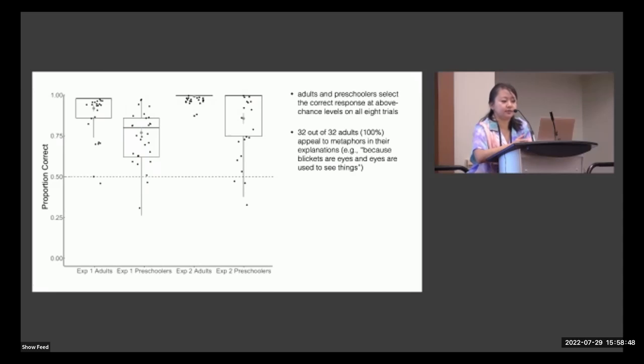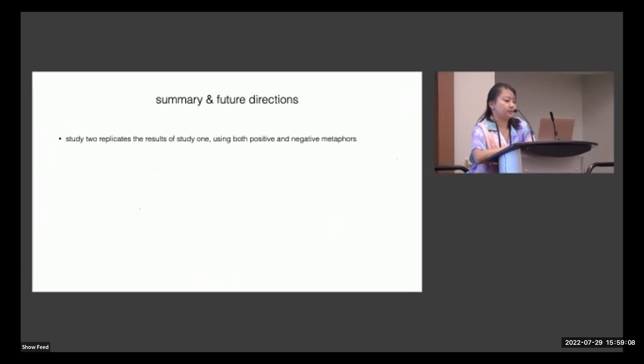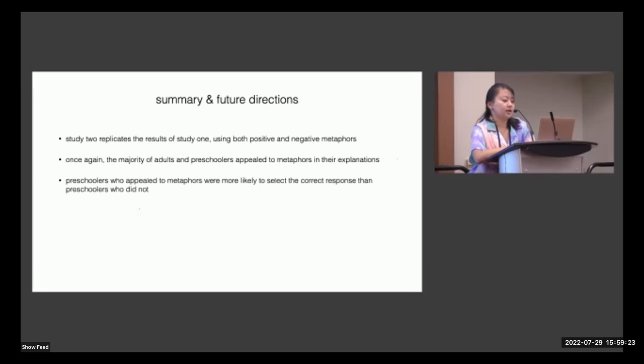Here, all adults appeal to metaphors in their explanations. They're still saying things like blickets are eyes and eyes are used to see things. Once again, the majority of preschoolers also appeal to metaphors. And the preschoolers who appeal to metaphors in their explanations perform significantly better than the preschoolers who do not. So that was a pretty direct replication of study 1, using both positive and negative metaphors. Once again, we see the majority of adults and preschoolers appealing to metaphors to justify their responses, and that preschoolers who appeal to metaphors are more likely to select the correct response.